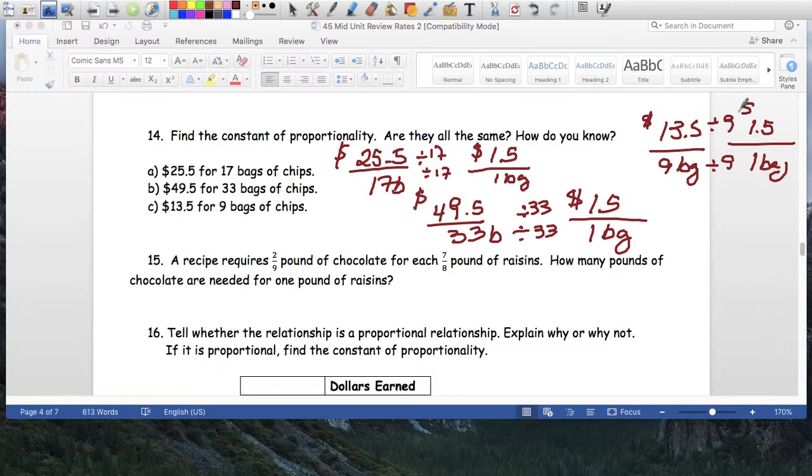Okay. So tell if it's proportional. Is this proportional? Están todos aquí, multiplicado por el mismo número. Si es, then it's proportional, entonces es una relación proporcional. Si no es, it's not. So aquí tienen que checar todo.